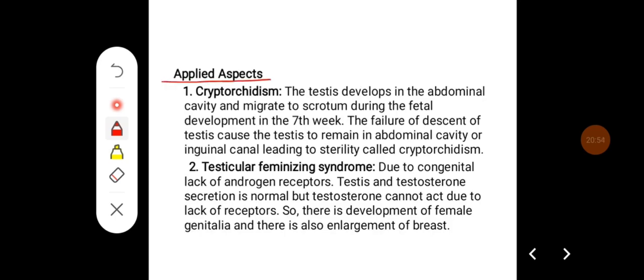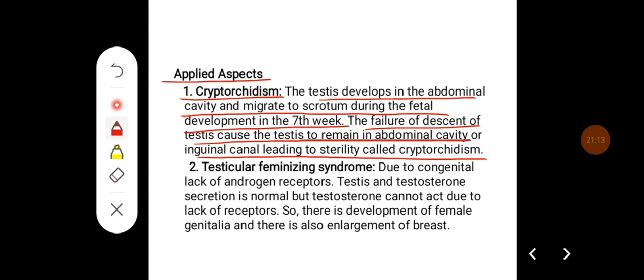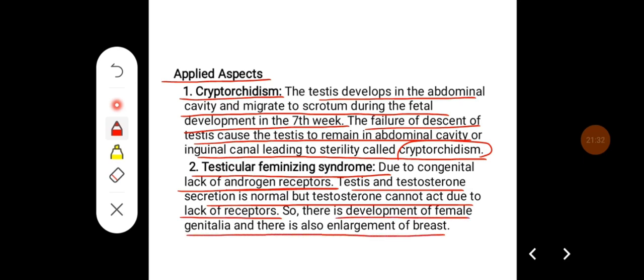Some of the applied aspects related to the male reproductive system. Cryptorchidism: the testis develops in the abdominal cavity and migrates to the scrotum during fetal development, in the 7th week. Failure of descent of the testis causes the testis to remain in the abdominal cavity or inguinal canal, leading to sterility, called cryptorchidism. Testicular feminizing syndrome occurs due to the congenital lack of androgen receptors. Testis and testosterone secretion are normal, but testosterone cannot act due to the lack of receptors. So there is development of female genitalia and there is no enlargement of breast.